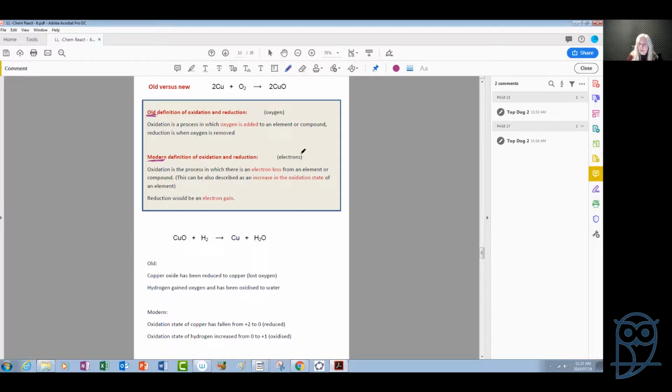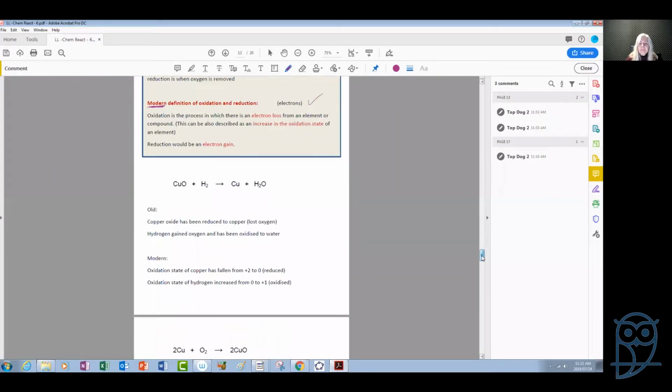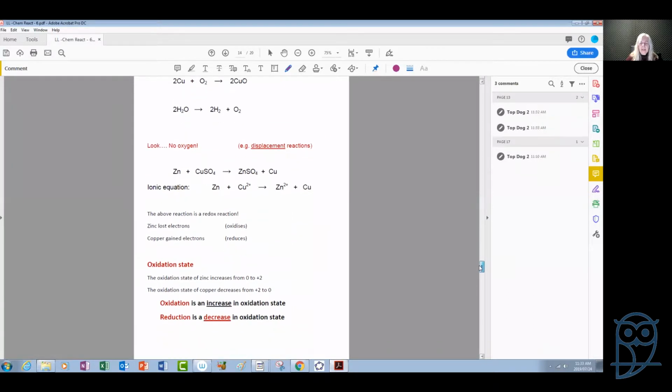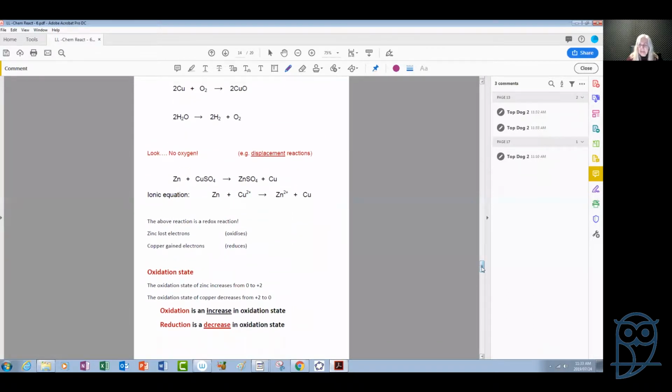So from now on, we're going to stick to electrons and the modern definition in terms of gaining and losing electrons. We did a couple of examples last week, like zinc reacting with copper sulfate, in which case the zinc replaces the copper, and we saw what oxidizes and what reduces, and we wrote this as an ionic reaction. And in the process, we also introduced oxidation states, oxidation numbers.